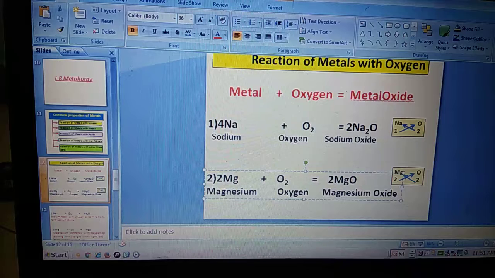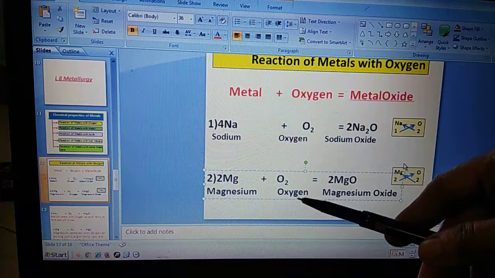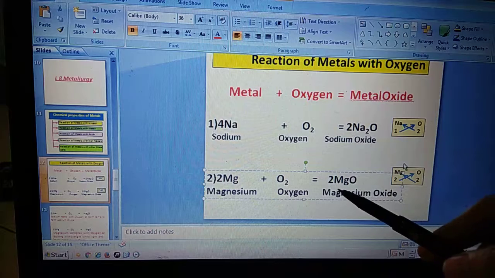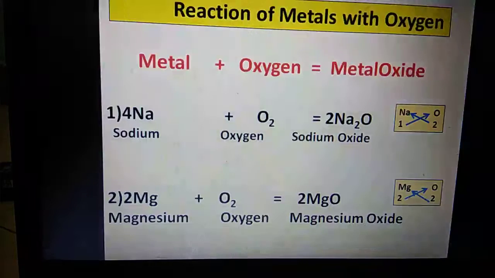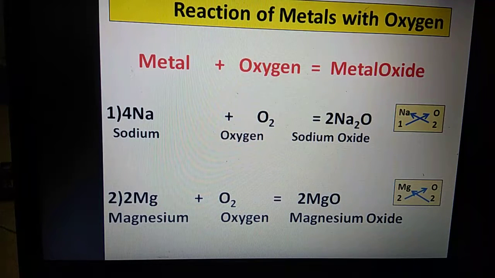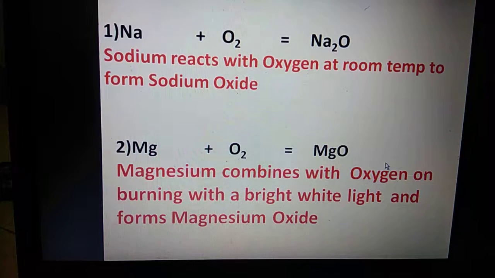So what has happened now? Magnesium is 2 on the left side. Magnesium is 2 on the right side. Oxygen is 2 on the left side. Oxygen atoms are 2 on the right side. So this gives me a balanced reaction. Are you understanding? So this is a balanced reaction and we have learned the first property. Now let's see what additional things we have to write with this.